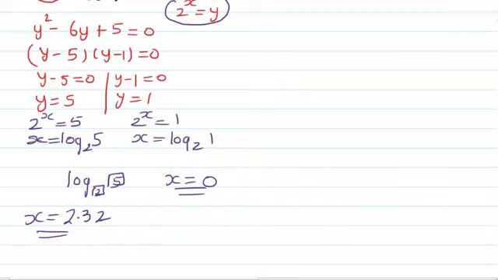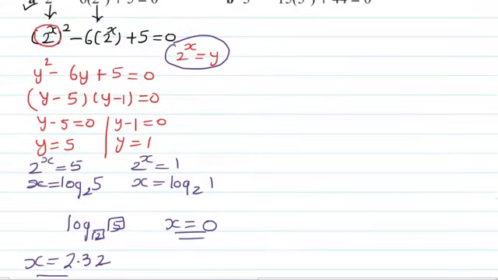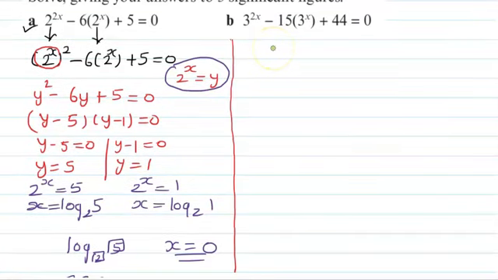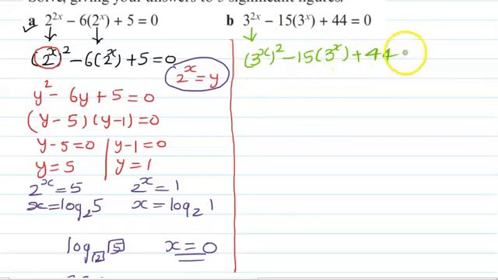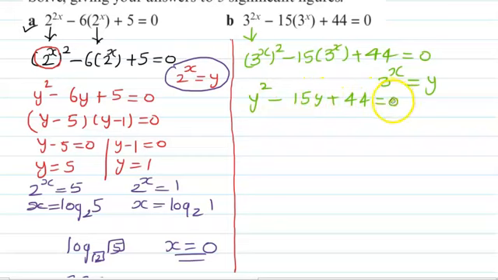Is that okay? So this is the way you should be solving this. Convert it into a quadratic equation, find the value of y, and then do it. Here's another question. This 3 to the power 2x, you can write as 3 to the power x and outside 2. Then it is minus 15 times 3 to the power x plus 44 equal to 0. Now suppose 3 to the power x as y. So it should be y square minus 15y plus 44 equal to 0.